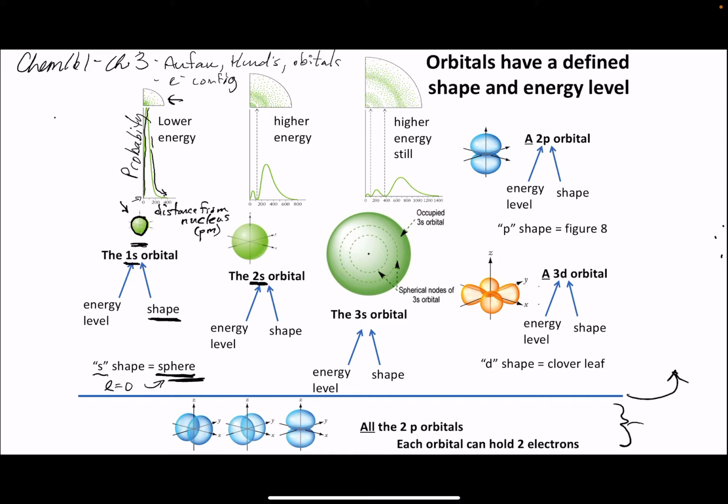Okay, so again, we have a probability map shown here, our same graph. Probability is the y-axis, and our x-axis is the distance from the nucleus. The 0 point in this graph lines up nicely with the center of this atom.